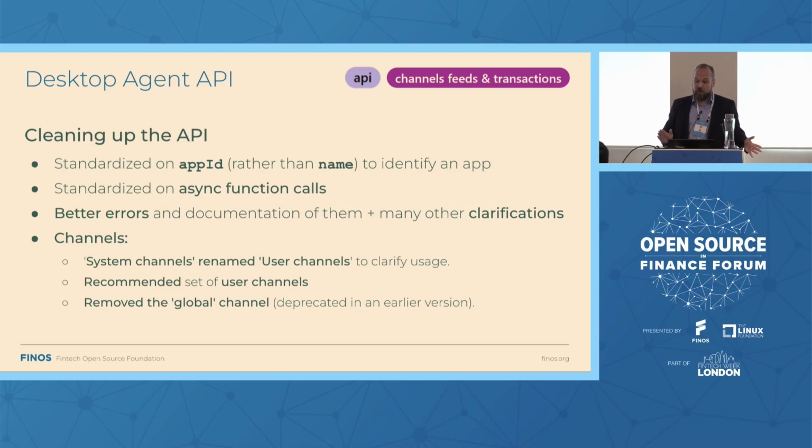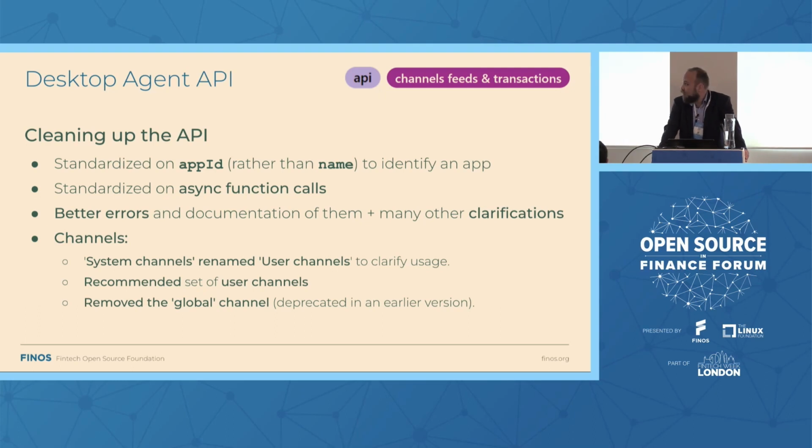Finally, we've also dealt with a huge amount of cleanup in the FDC3 API, such as standardizing on the AppD's appId field rather than the non-unique name field that people ran into some trouble with. We've standardized on async function calls for consistency and better developer experience. We've got better errors, descriptions of what they should be used for, along with a bunch of other clarifications that people have asked for on how to go about using the API. The channel support has also been improved.